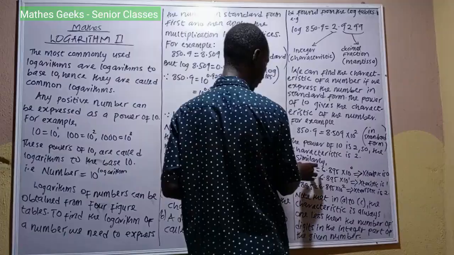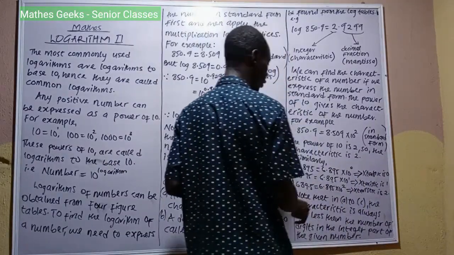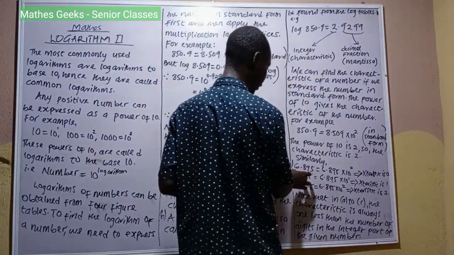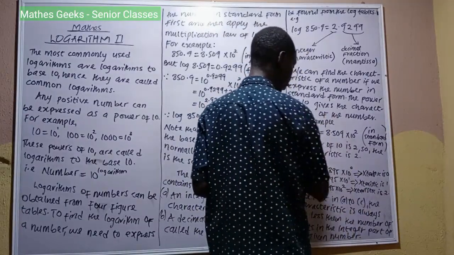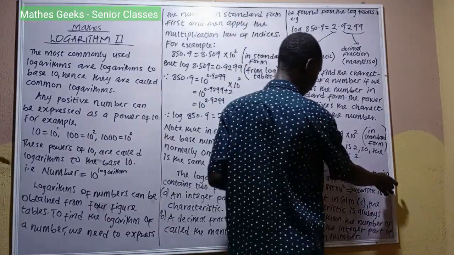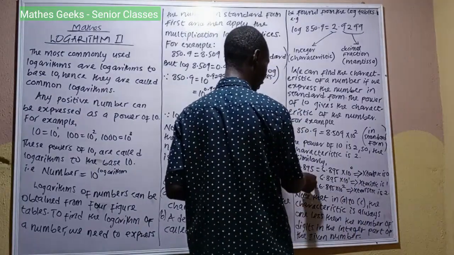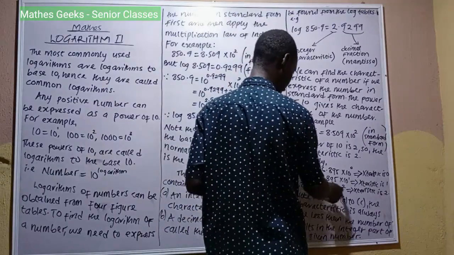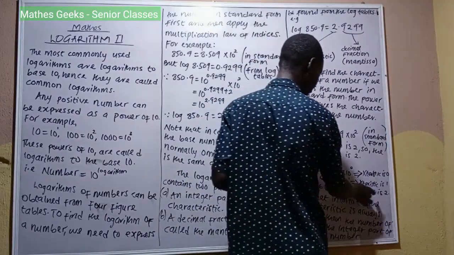Similarly, 6.895 is equal to 6.895 times 10 raised to the power 0. So our characteristic here is 0. B, 68.95 is equal to 6.895 times 10 raised to 1. So what's our characteristic? Characteristic in B is 1. Why? Because the power of 10 is 1 here when this number is expressed in standard form. C, when 689.5 is expressed in standard form, the power is 2, and therefore our characteristic is 2.